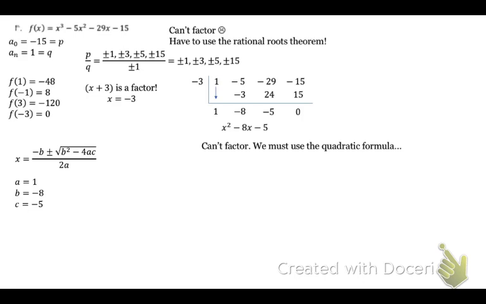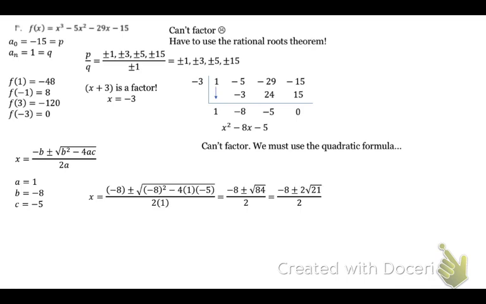So a equals 1, b equals negative 8, c equals negative 5. So that's going to be negative 8 plus or minus the square root of negative 8 squared minus 4 times 1 times negative 5 all over 2 times 1. Which is negative 8 plus or minus the square root of 84. If you put all that inside, if you simplify that out, over 2.